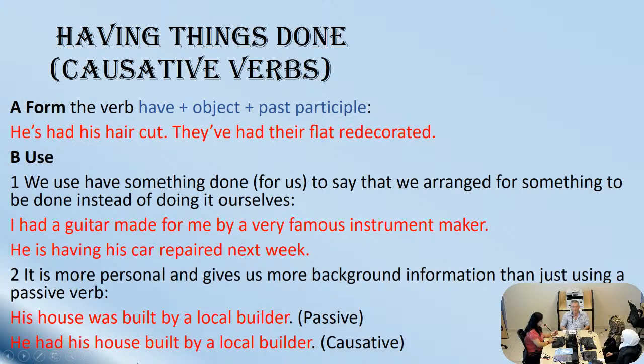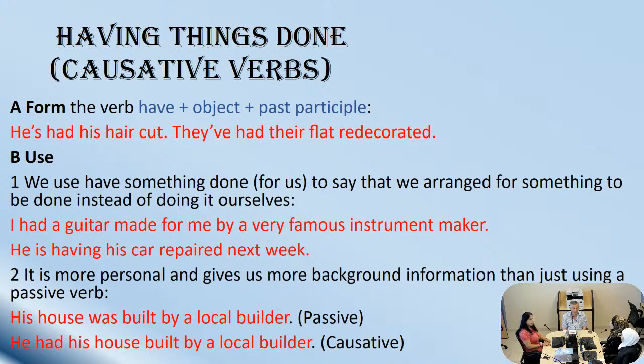Okay, the causative verbs. We use the causative verb when we want to talk about something that someone else did for us or for another person. It means that the subject caused the action to either happen or not happen, when someone received something or didn't receive something done by other people. The form is have plus object plus past participle. He has had his hair cut. They have had their flat redecorated.